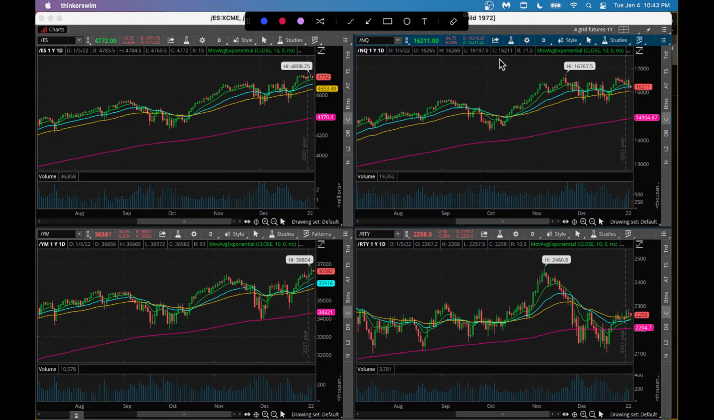So let's quickly look at the major indices here. We got ES, which is S&P 500. As you can see here, we had a flat day today and not much movement in S&P 500, and futures are opening up a little bit lower, down by 12 points.